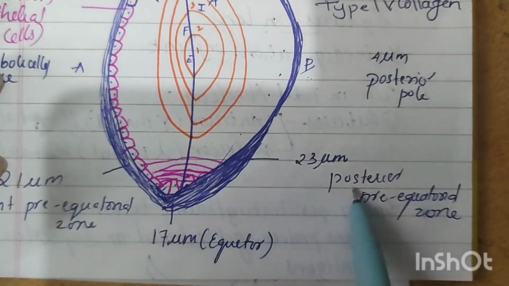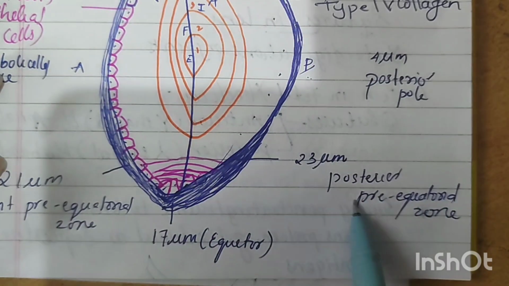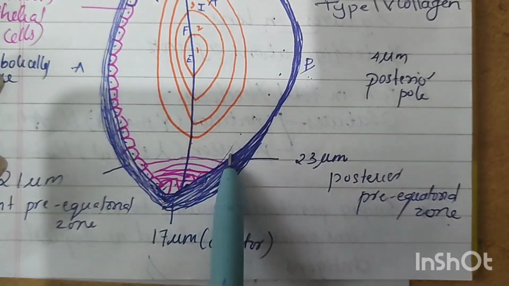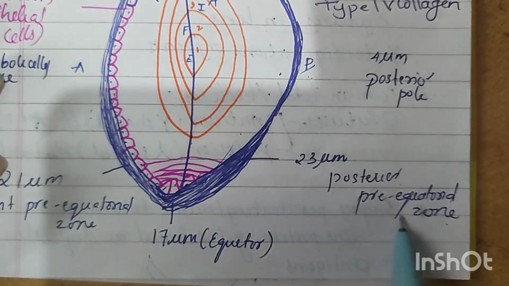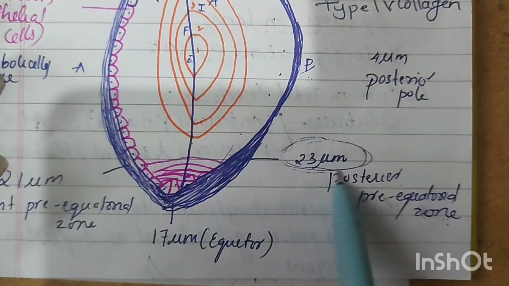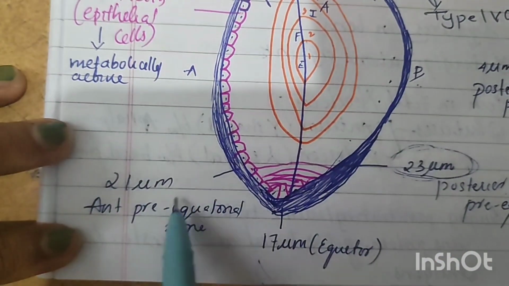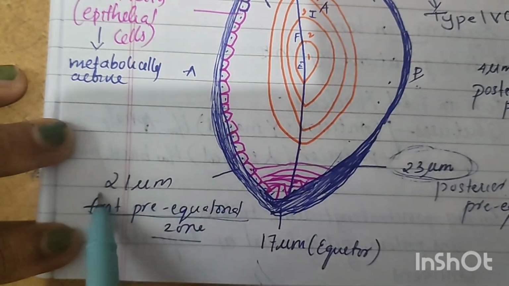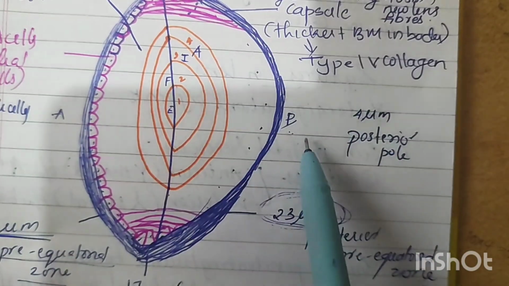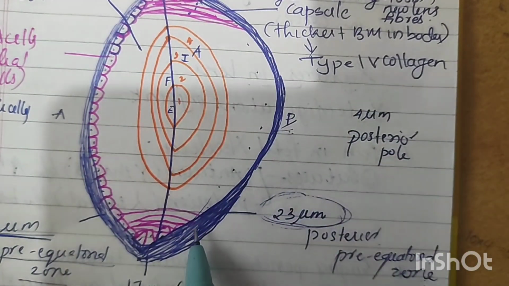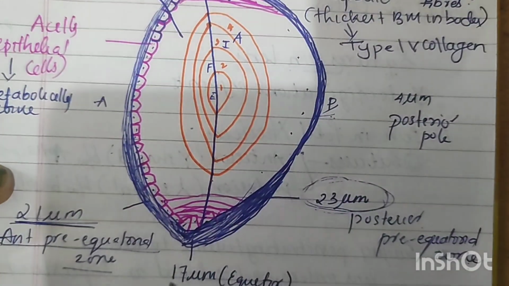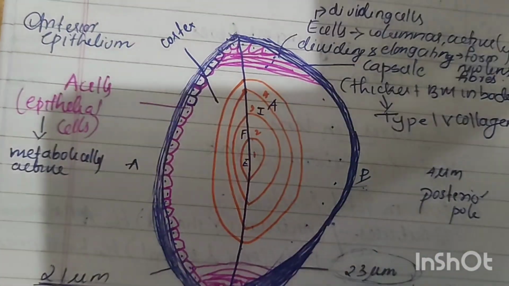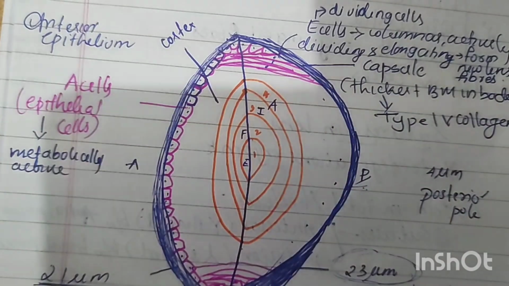And at the equator, this one is the equator, here it is thicker, okay. So here we call the site the posterior pre-equatorial zone, because it is posterior to the equator. In the posterior pre-equatorial zone it is 23 micrometers thick, okay. And at the anterior pre-equatorial zone, it is 21 micrometers. So thinnest at the posterior pole and thickest at the posterior pre-equatorial zone, and at the equator it is about 17 micrometers.